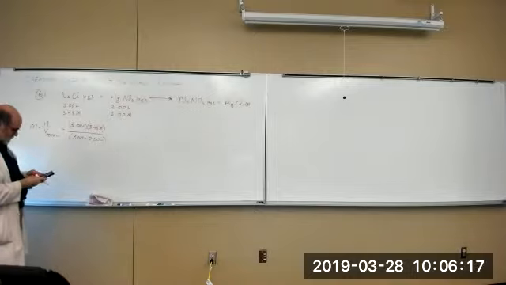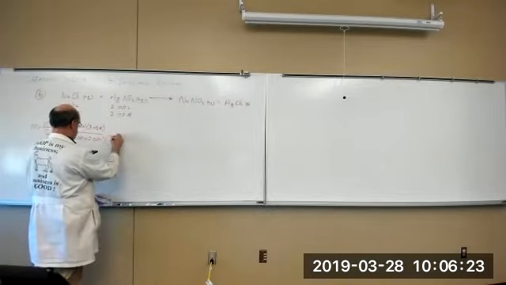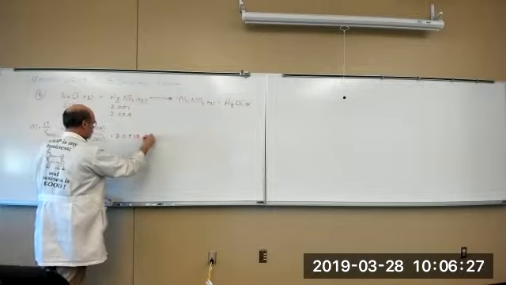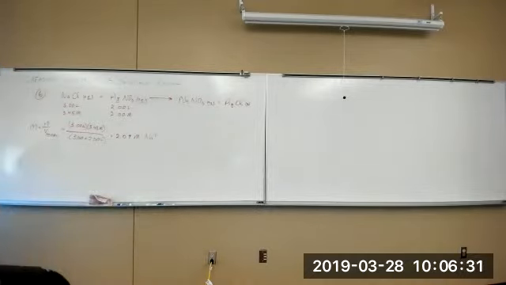Now let's see if I can do this. 48 times and divide by 5. And I get 2.09 molar sodium ions. Yep, it agrees with the answer sheet.